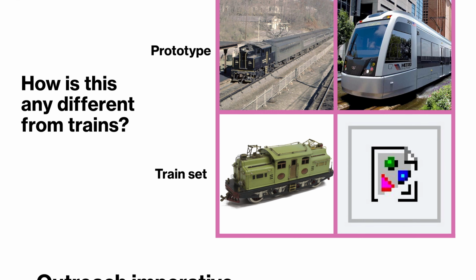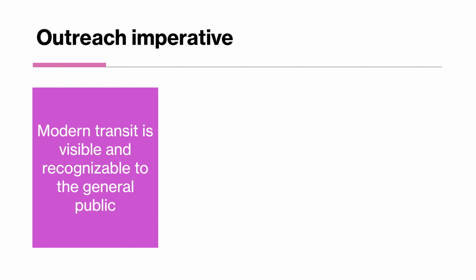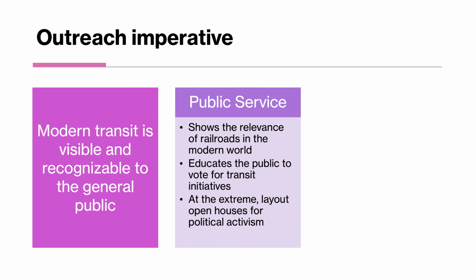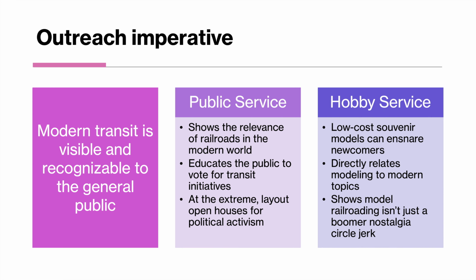I think that's dumb. And I also think it's related to an outreach imperative for the hobby, in part because modern transit is so visible and recognizable to the general public. From the perspective of public service, you could use models and model railroads of modern transit to show the relevance of railroads to the modern world, and you can educate the public to vote in favor of transit initiatives. Also, on the flip side, this serves the hobby as well. Low-cost souvenir models of modern transit can ensnare newcomers, and this directly relates the subject of model railroading to modern topics. In short, modeling modern transit shows that model railroading isn't just a boomer nostalgia circle jerk.